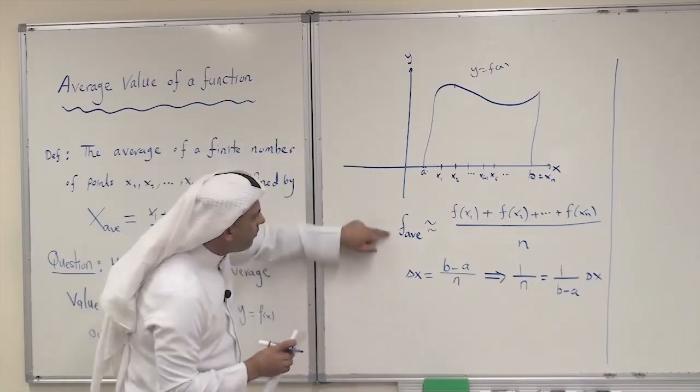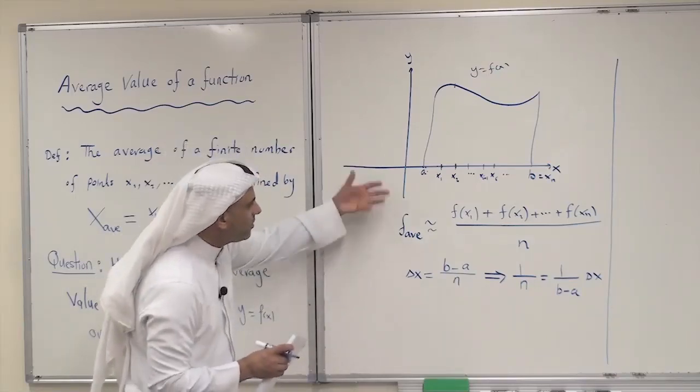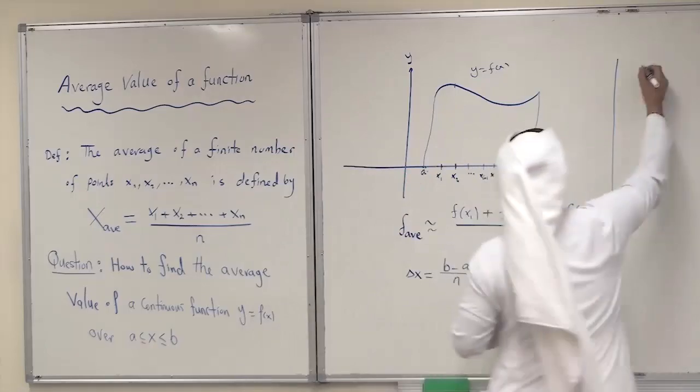Now going back to the formula for f average we are trying to derive now. What is f average then?